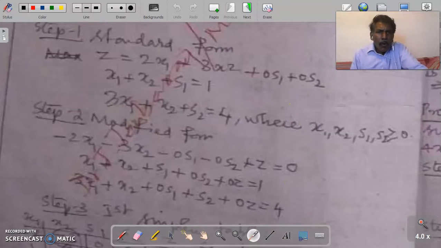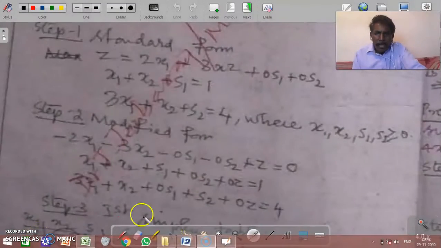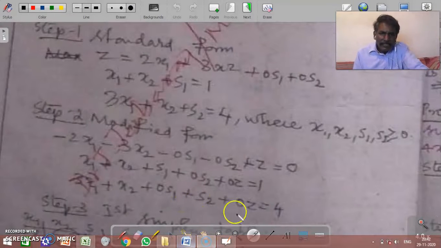That's the next step. Now, the next step is that we are bringing this modified form into a tabular column. On the top we write x1, x2, x3, x4 and so on, s1, s2 and so on, z, and the constant and the basic variable. Like that, in column form we write it, and that is called the tabular form. That comes next.